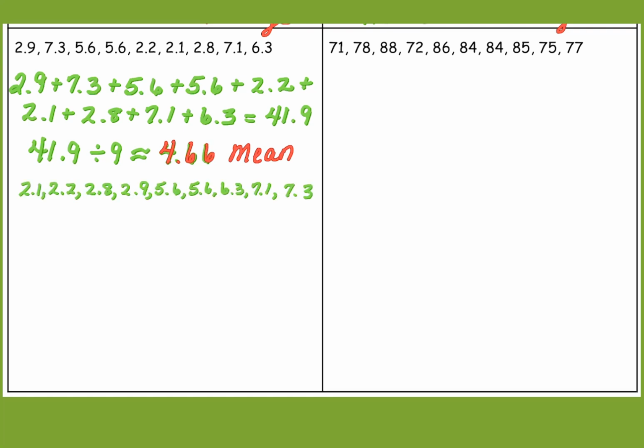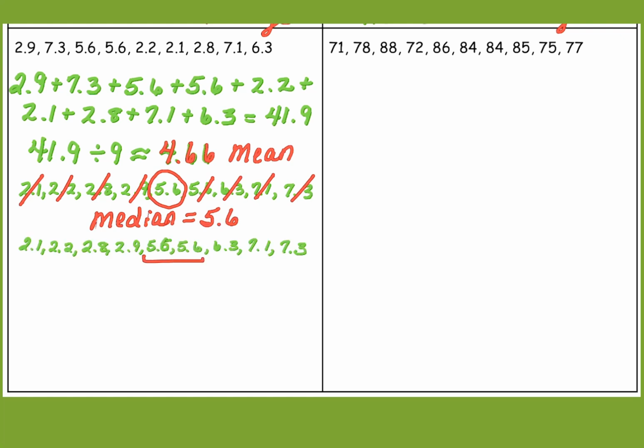For the median, let's put our numbers in order from least to greatest and mark them off from smallest to largest. So as we go through and mark those off, we see that our middle number is 5 and 6/10. That means that our median is 5 and 6/10. To find the mode of our values, we are still going to look at our numbers in order from least to greatest, and we can see that 5 and 6/10 is the only number that is repeated. So our mode is 5 and 6/10.